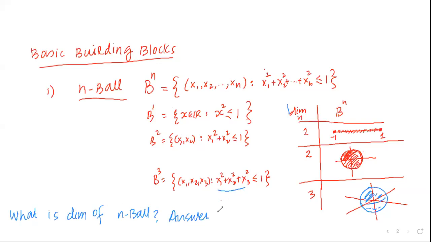The dimension of the n ball is n, because when we have B1, it is a line segment, which is one dimension. When we have B2, we have a disk, which is 2 dimension. We have B3, so we have a solid ball, which is dimension 3, and so on. So an n dimensional ball has dimension n.